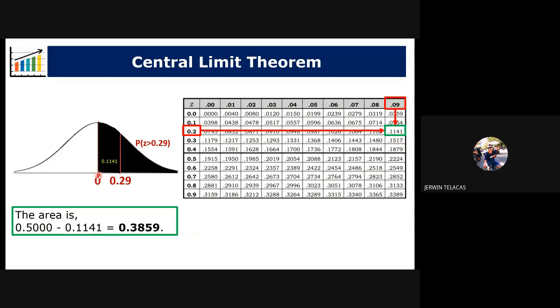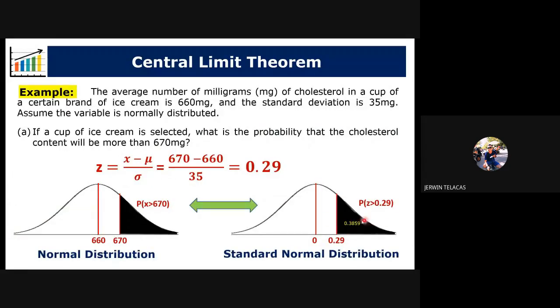So 0.5 minus the area between 0 and 0.29. So we have here 0.1141. And the difference is 0.3859. So meaning to say, pwede na natin tanggalin ito. And the area to the right of 0.29 is 0.3859. Very good. Now, of course, if this is 0.3859, so eto naman sa normal distribution natin is still 0.3859. So anong sagot dito? So the probability that the cholesterol content will be more than 670 is 38.59% or 0.3859. So yun yung sagot dito sa question number 1.